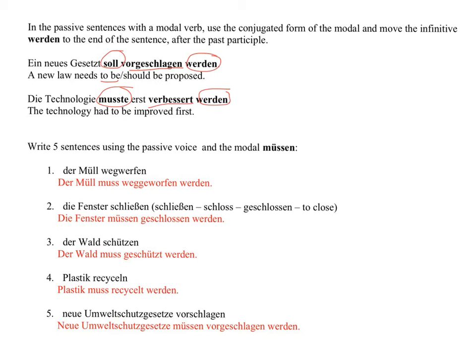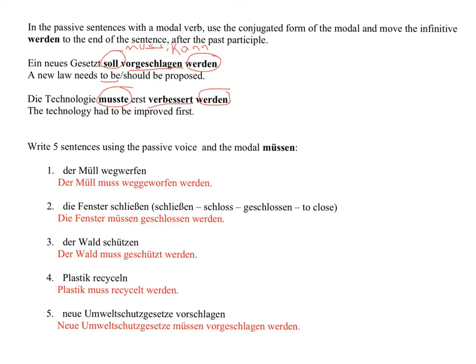You could change that modal verb and maybe make it muss. So ein neues Gesetz muss vorgeschlagen werden. A new law must be proposed. Or maybe you want to use können, so we're going to use kann instead. So ein neues Gesetz kann vorgeschlagen werden. A new law can be proposed.